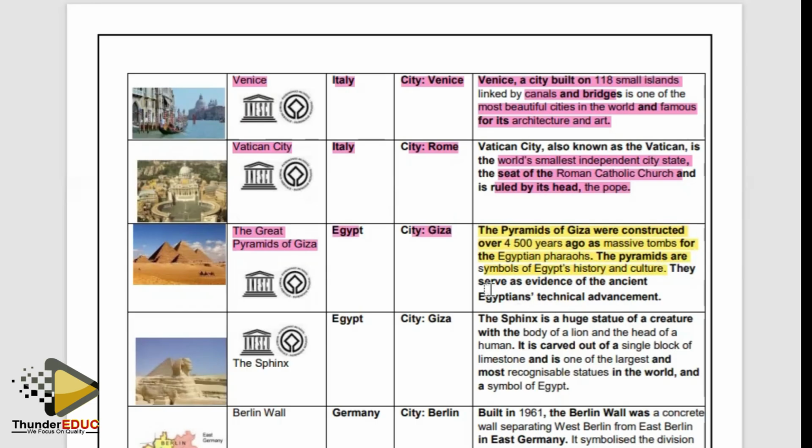They also serve as evidence of the ancient Egyptians' technical advancement. They also serve to exhibit the advancement of Egyptian technology and also Egyptian architecture. So they are of historical importance, scientific importance, and also architectural importance. So that is the pyramids of Giza.